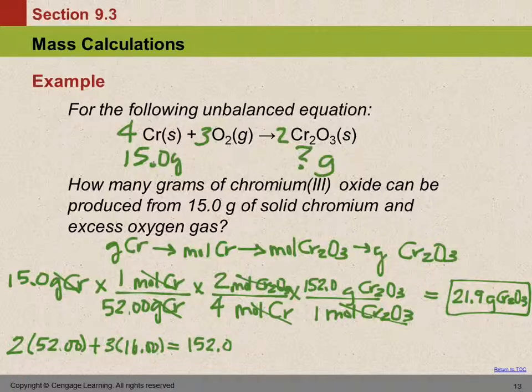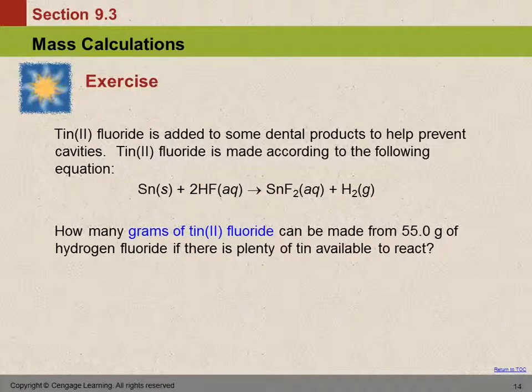We're going to do another example. Tin 2 fluoride is added to some dental products to help prevent cavities. Did you know there was tin in your toothpaste? Tin 2 fluoride is made according to the following equation. So solid tin is reacted with hydrofluoric acid, and that forms tin 2 fluoride and hydrogen gas. How many grams of tin 2 fluoride can be made from 55 grams of hydrogen fluoride if there's plenty of tin available? Always read all the way through the question before you start writing stuff down.